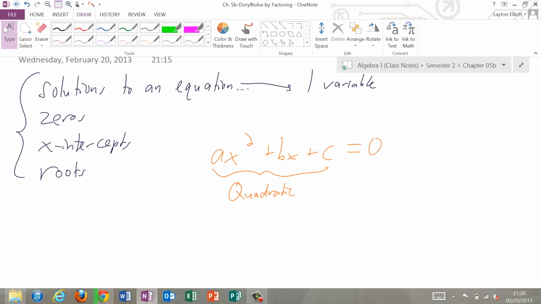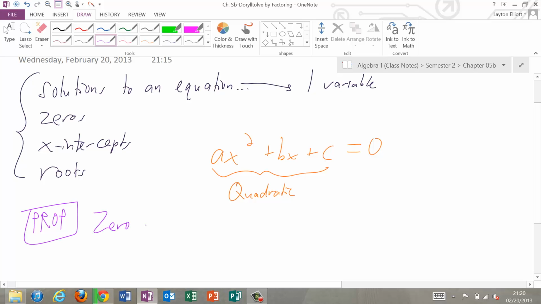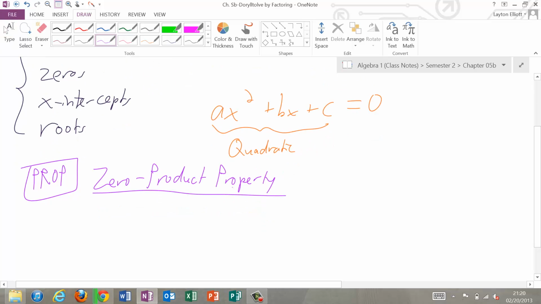So let's get to kind of what we mean by this. We have a property. This is an important property called the zero product property. We're going to use this a lot over the next several years. The zero product property. And what the zero product property says is if A times B equals 0, then A equals 0 or B equals 0 or both. One equals 0, the other equals 0, or both.